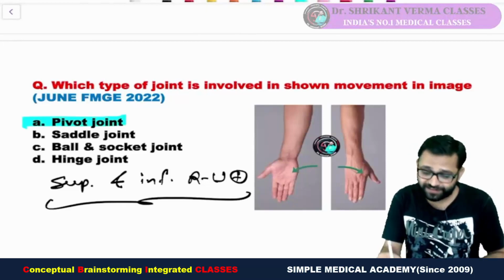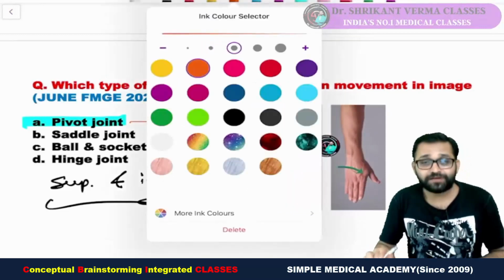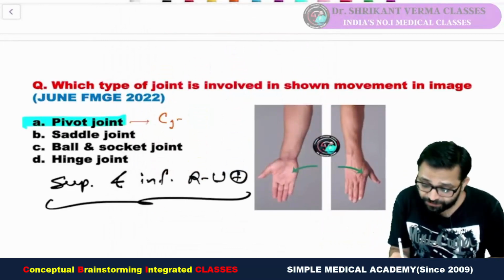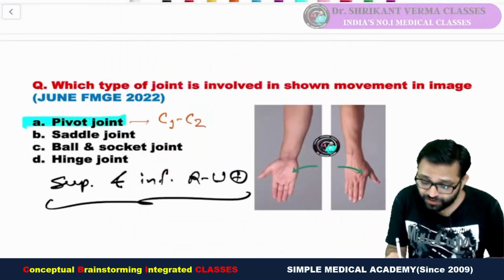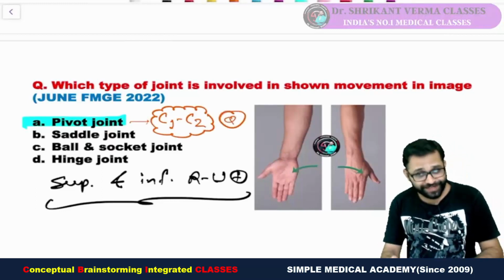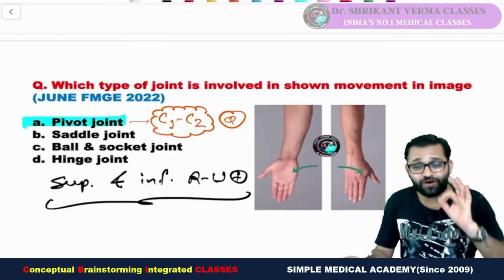Just right now we had discussed. Remember one classical question. This is not a new question. Very old question pattern, that C1 C2. This is the previously asked question. C1 C2, the atlantoaxial joint, is the classical example of the pivot joint. Okay, getting the point, everybody? So these are our different kinds of questions.